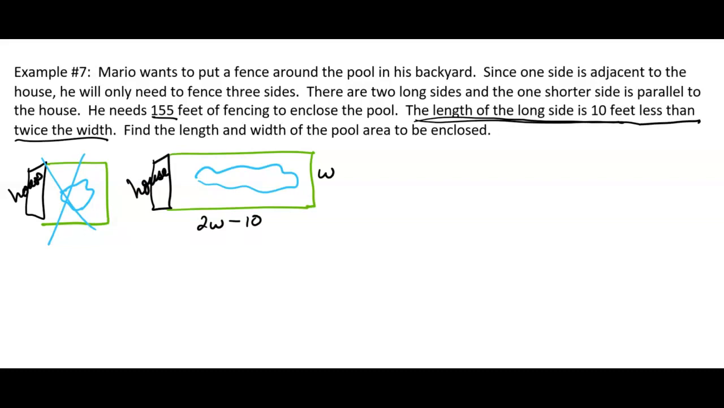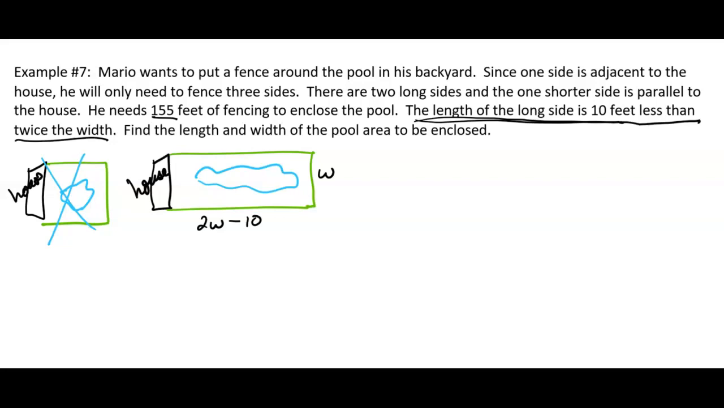Now, one of my little issues with this, it's a textbook issue, they didn't really say what the width was. I would have said it is 10 feet less than the shorter side, because that's how they had described it. But I'll just cut them a break and assume that the width was the shorter side and the length was the longer side. So what do we need? We need to find the length and width of the pool area to be enclosed. I don't know if I would use 2 equations here, but you could. So I'll show you how to do that.